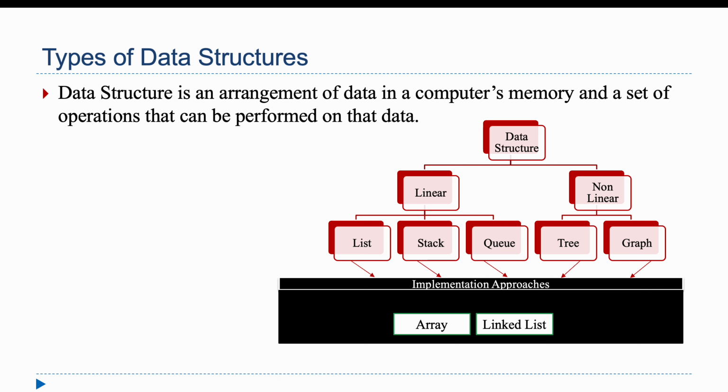Whereas non-linear data structures, on the other hand, do not follow a sequential order. Examples of non-linear data structures include trees and graphs.